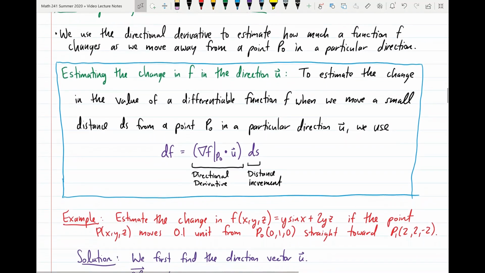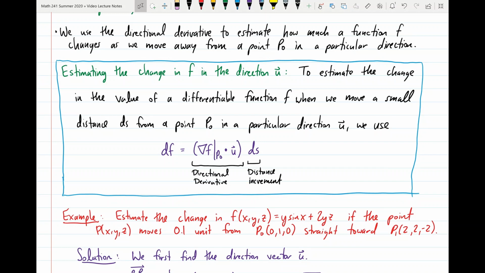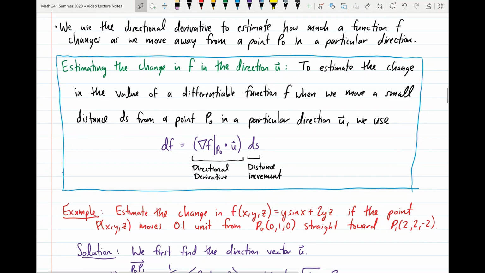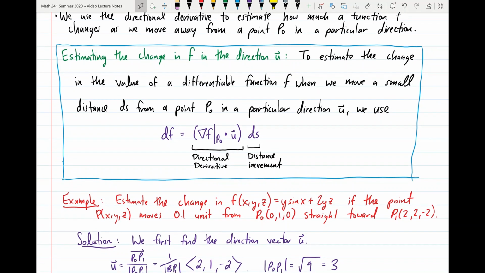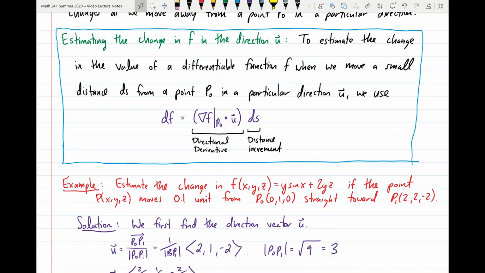So to estimate the change in the value of a differentiable function f when we move a small distance, which we'll call ds, from a point P naught in a particular direction u, which we would specify, we use the following equation. So df, or the change in f, is equal to the directional derivative. Here, you remember from last time that the directional derivative is equivalent to the dot product of the gradient at the point P naught and our directional vector u, multiplied by ds, where again, ds is going to be that small distance that we're moving from the point P naught.